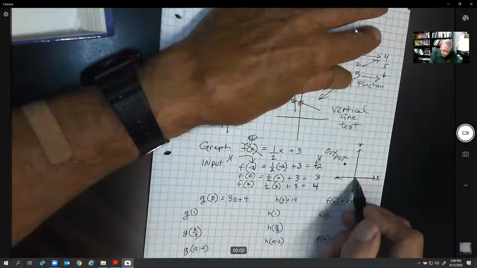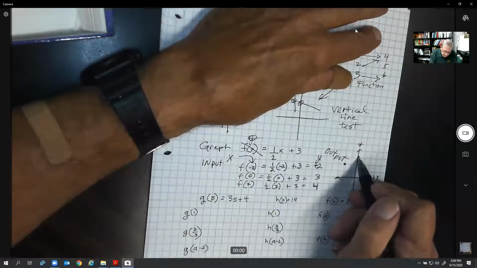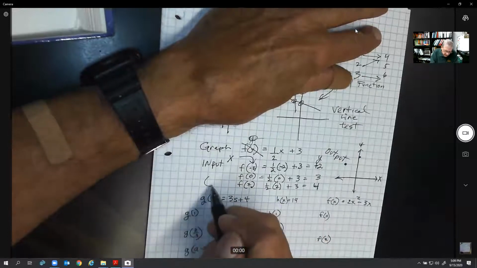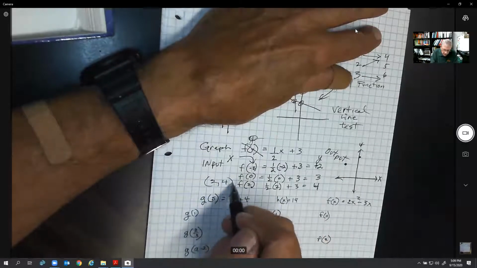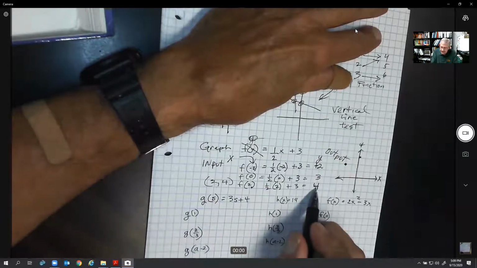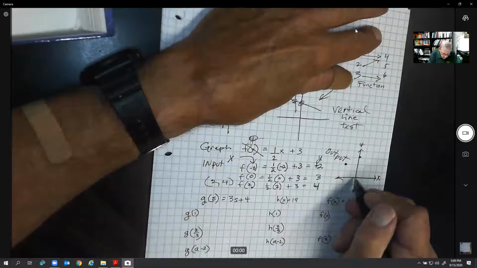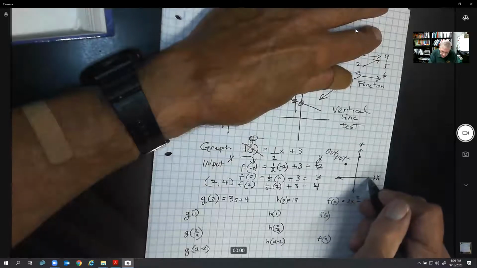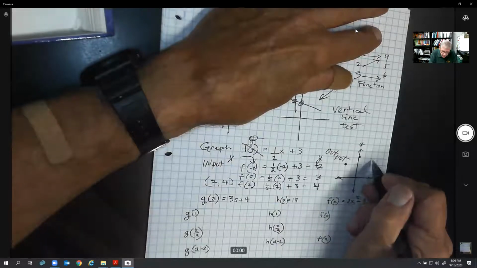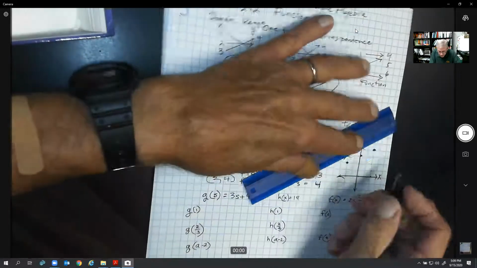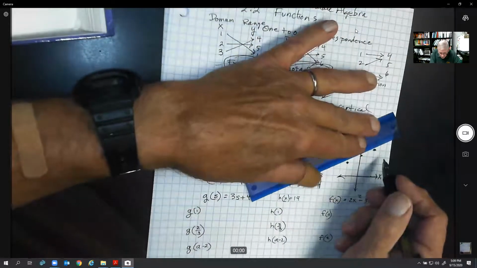0, 3. 2, see, this is my x value. It's standing for the point 2, 4. This is my x. This is my y. 2, over here, 2, 4. 1, 2, 3, 4. There we go. Beautiful little graph. Kind of coming down through here.